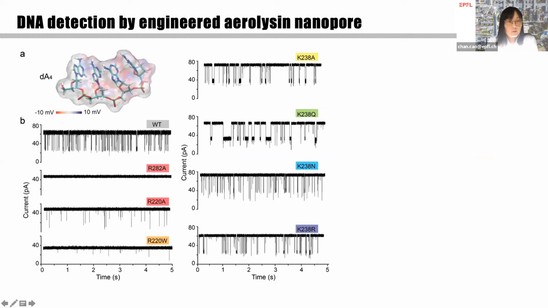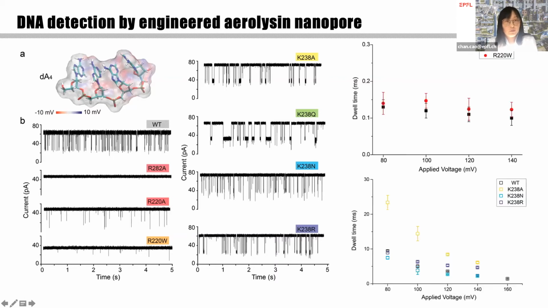You can see compared to the wild type, for the top mutation pore, we lose a good signal to noise ratio. The signal becomes super short and not even uniform. If we do dwell time versus applied voltage, it almost doesn't change. So in this case, it's supposed to be something just bumping on the top of the pore and just going away. It's not even translocation.